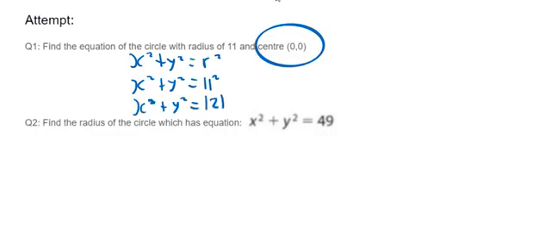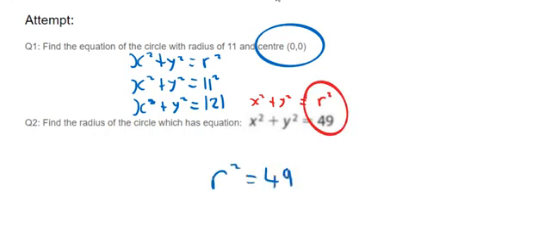Second question then. Find the radius of the circle which has equation x squared plus y squared equals 49. My general equation again is x squared plus y squared equals r squared. Because r squared is clearly 49, to find out what r is, I do the square root of 49, which is 7. So the final answer is 7.